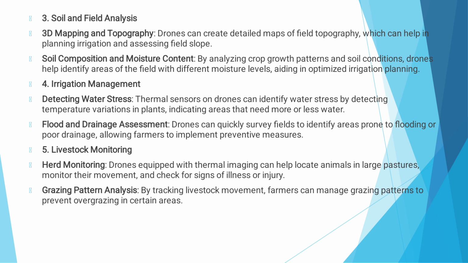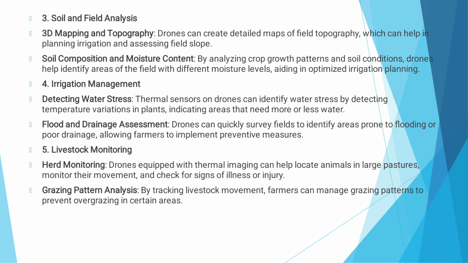Then soil and field analysis, 3D mapping and topography. Drones can create detailed maps of field topography, which can help in planning irrigation and assessing field slope. Then soil composition and moisture content. By analyzing crop growth patterns and soil conditions, drones help identify areas of the field with different moisture levels, aiding in optimized irrigation planning.